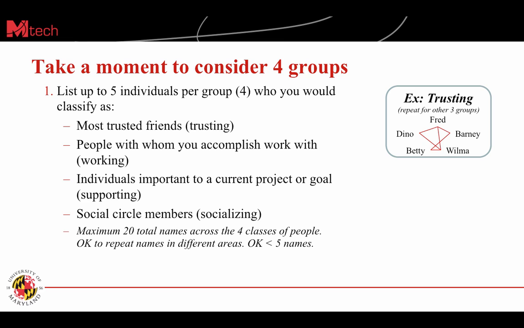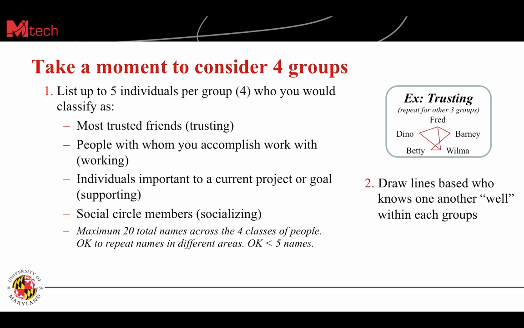The second step is to connect them and to draw a line based on who knows one another well. And well is somewhat subjective, but for our purposes, well would be that they are friendly enough to know their last name, perhaps a bit of their background, where they're from, what college they went to, who their employer is, what startup they're maybe engaged in. But well, as you would define it.